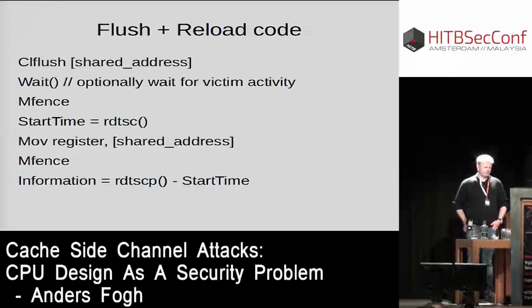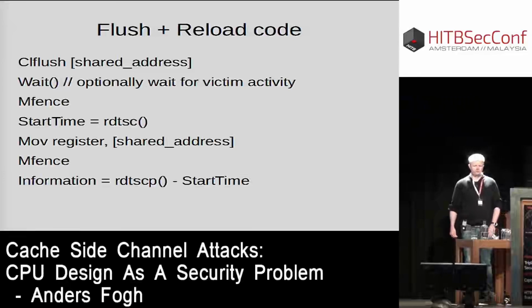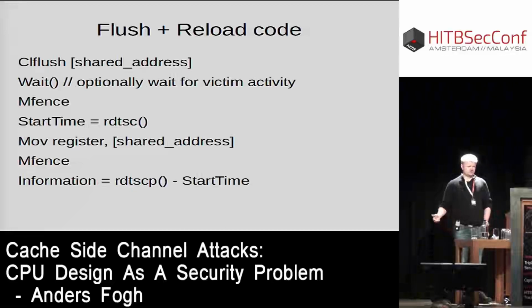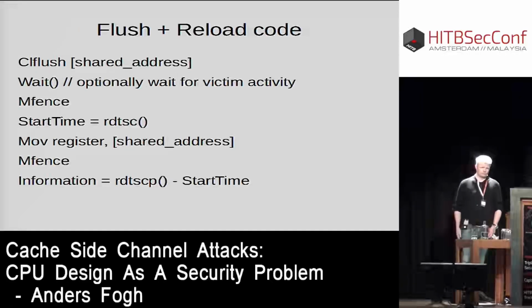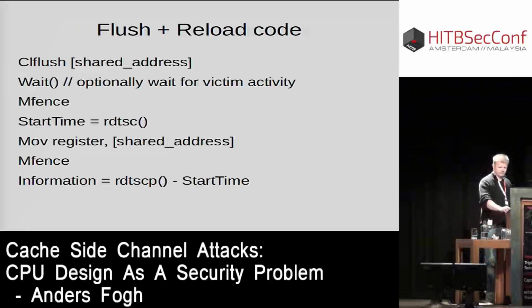Then the rest of it is just timing accessing the shared address. I do this here with a mov instruction. It could be any instruction that accesses memory. The mfence instruction is there because the CPU is capable of reorganizing memory requests, and the mfence prevents that. The attack actually works without it, but it works better with it. And the rest is just using the rdtsc instruction to get time, and depending on how long it took, you calculate the information you want.